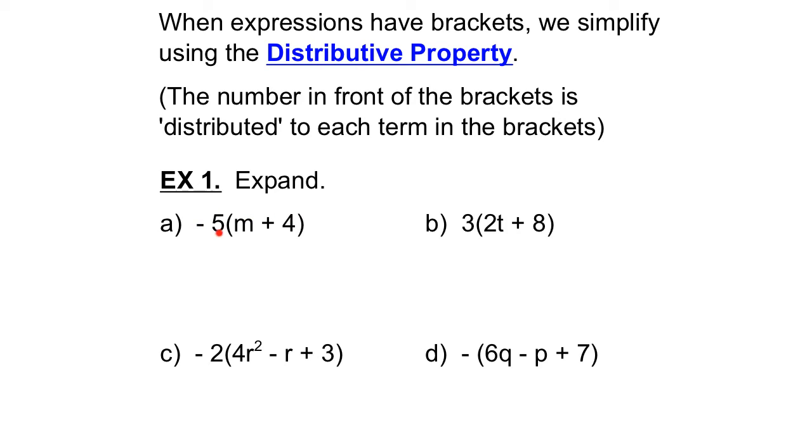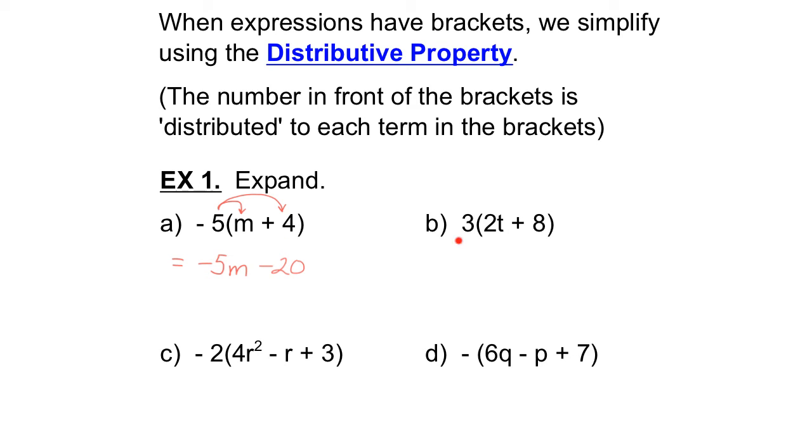So I can do -5 multiplied by m and -5 multiplied by +4. So when you see a number in front of brackets, it means everything inside the brackets gets multiplied by that number in front. That number in front gets distributed across each term. So -5 times m is -5m. And -5 times +4 is -20. So my expanded form is -5m minus 20. It's called expanded form because we don't have any brackets.